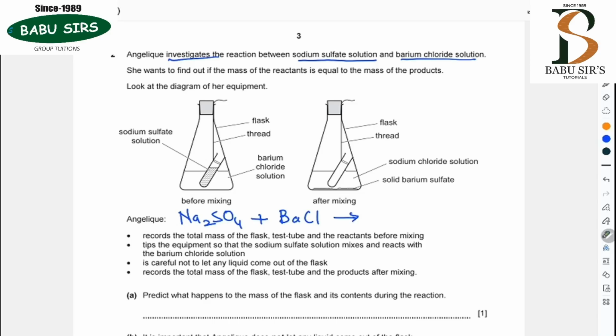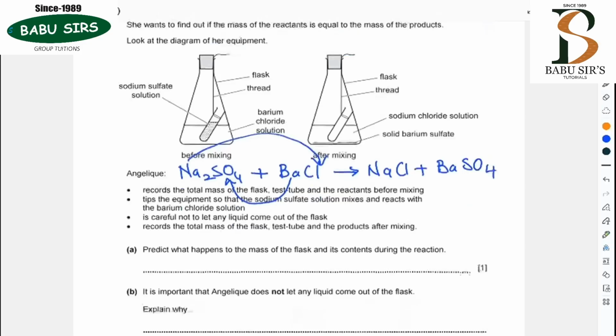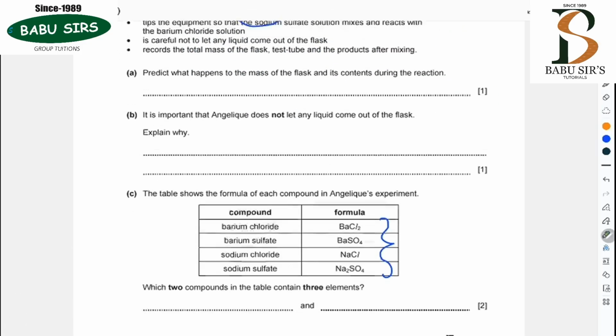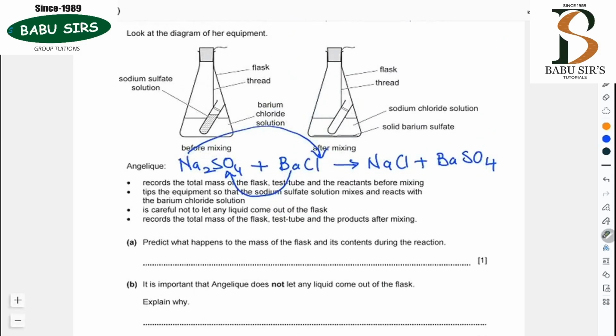So what do we get first with the last one? So you will get NaCl plus this first with this last one, that is BaSO4, that is barium sulfate. So we'll be getting these two things and everything is written here. So I have just written the equation.